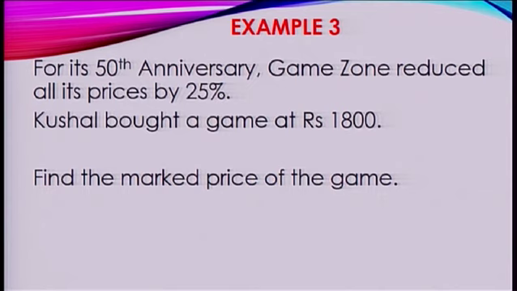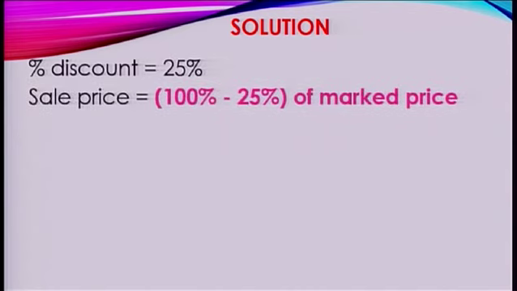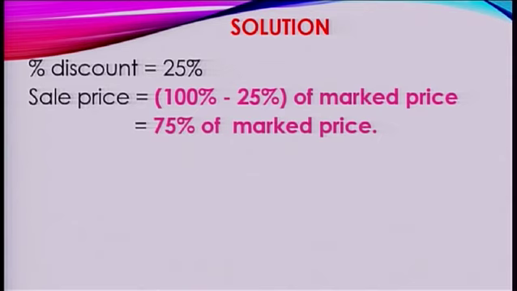Example 3. For its 50th anniversary, GameZone reduced all its prices by 25%. Kushal bought a game at 1,800 rupees. Find the mark price of the game. Right. Let's see. Percentage discount 25%. We know that the sale price will be 100% minus 25% of the mark price. So that will be 75% of the mark price. Right?